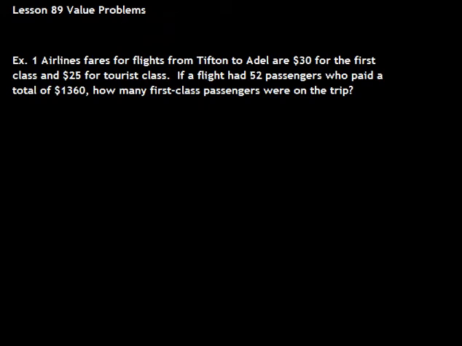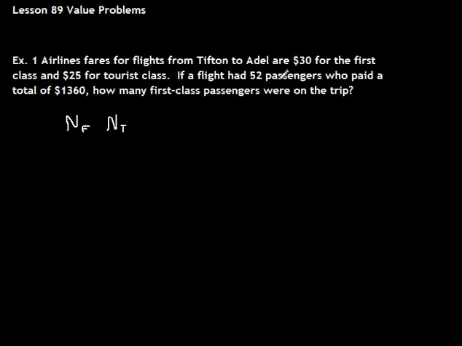Now, this one is a little bit different than coin problems. Airline fares for flights from Tifton to Adele are $30 for the first class and $25 for the tourist class. So we're going to have two variables: the number of first class and the number of tourists. Now as soon as we hit two variables, you have to think that we're going to need two equations. You need as many equations as variables.